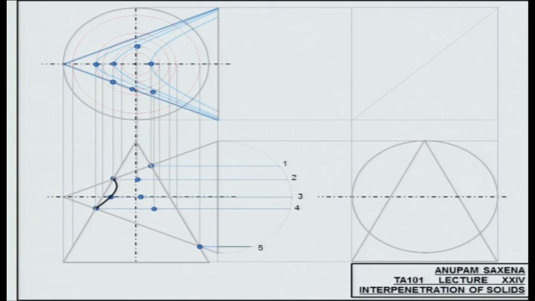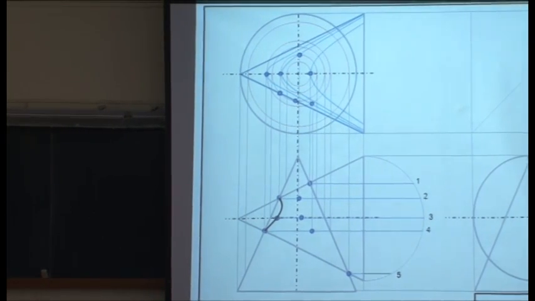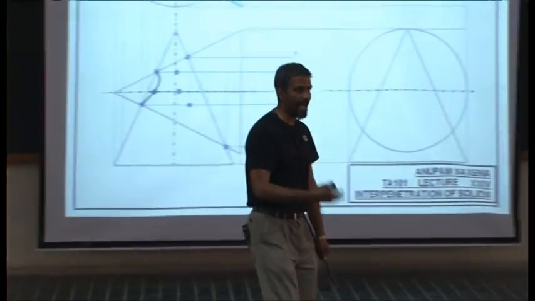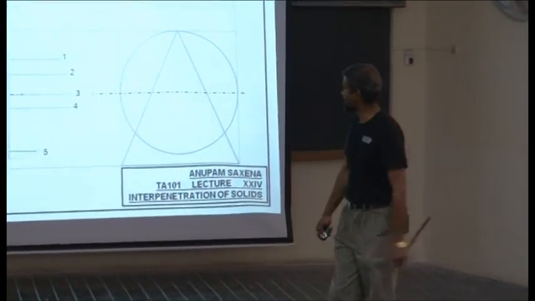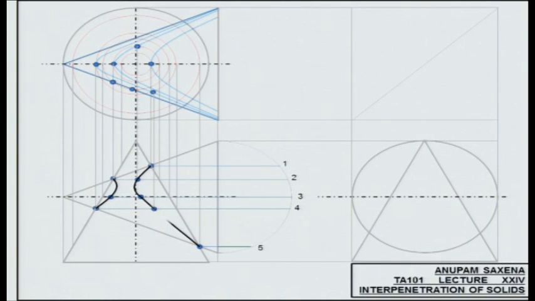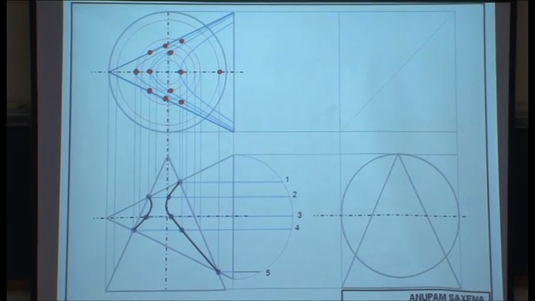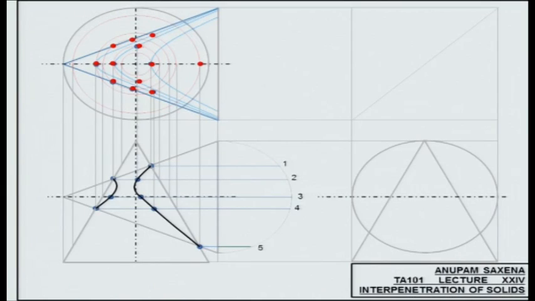Okay, so once you figure out the intersection points, as I said, the number of planes that I have chosen, they are not adequate. Okay? So they have to be adequate for you to get the actual contour of intersection. That's the first one, that's the second one. Okay? And if you map these intersection points properly in the top view, these are going to be shown in red. Join them. Get the mirror image of these.